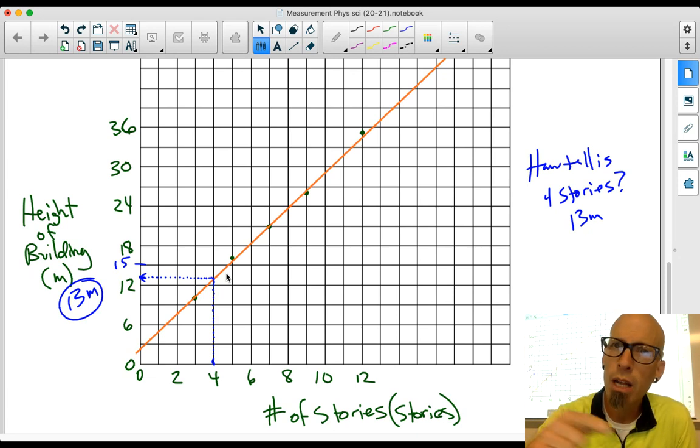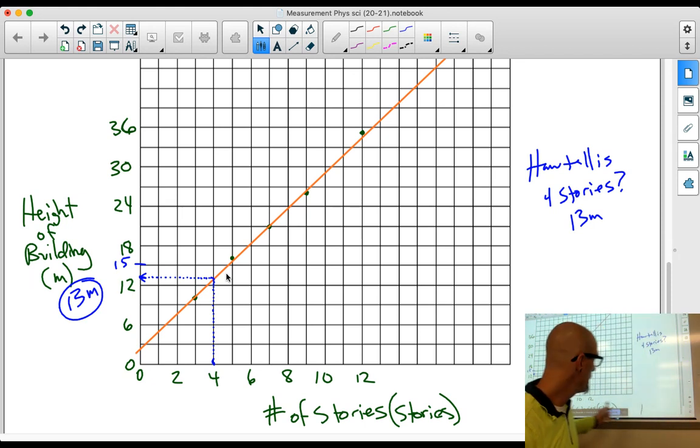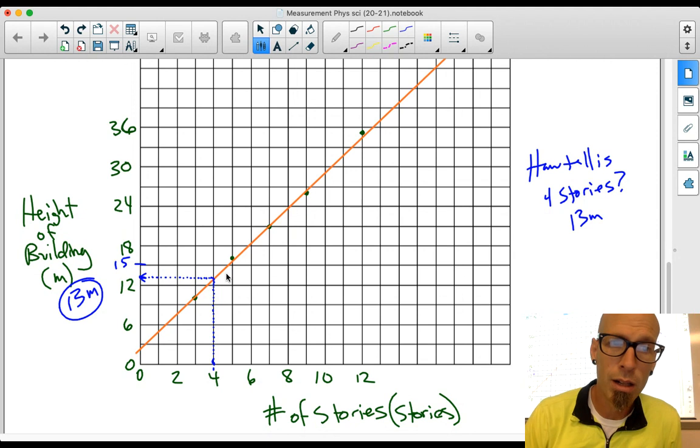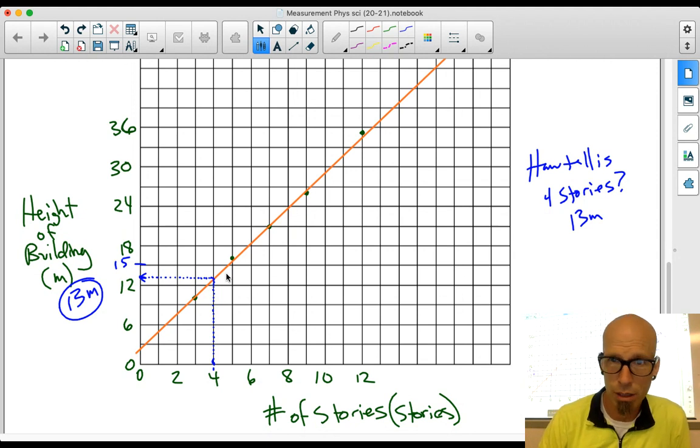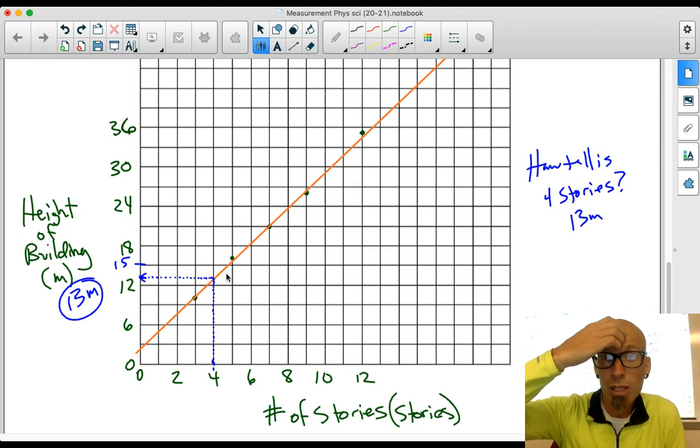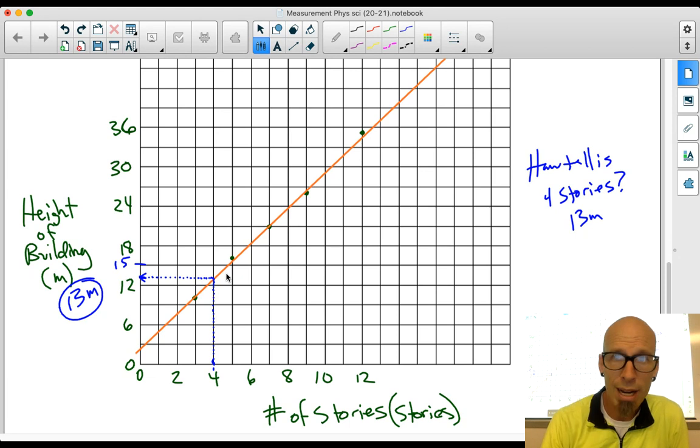How about your best fit line? Is that a guess? Yes. And not only that, the 4 was a grid line, but the 13 going across, that's a guess as well. So there's a lot of guessing involved here. Your graph may not tell you exactly 13 meters. So if this was a question on a test or a quiz, there's not going to be just one right answer.